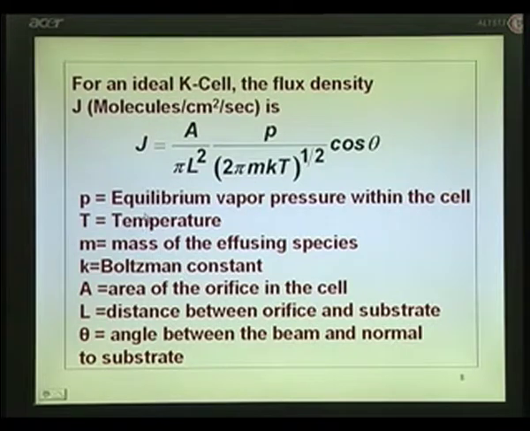So, P is the pressure, then temperature, mass of the diffusing species, Boltzmann constant, and area of the orifice, which also controls the flux. The more the area, naturally the flux is more. Then the angle between the beam and the normal to the substrate. Just to give some idea. Those who want to design the system will worry about that. The users may not worry about that much, because these are all fixed. The only things that you have under control are the temperature and the partial pressure.